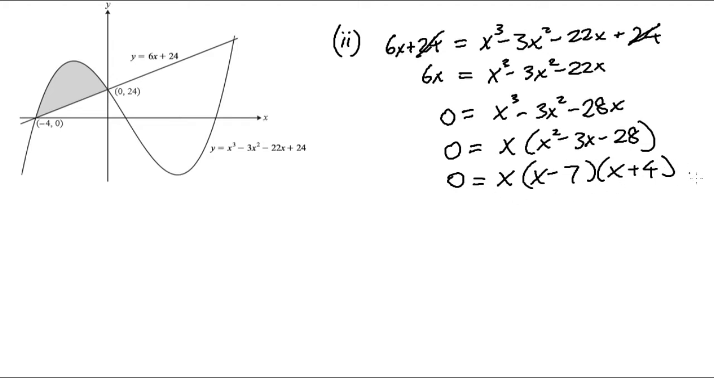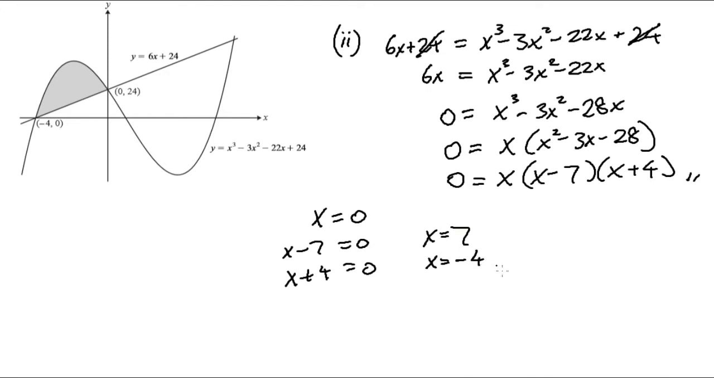So this is the factorized version, and therefore the values for x where this holds true is when x is equal to 0, when x minus 7 is 0, and when x plus 4 is also 0. So there are 3 x values: x equals 0, x equals 7, and x equals negative 4. And it's given by the question 0 and negative 4, so the remaining x value is the 7 over here. So x is equal to 7.